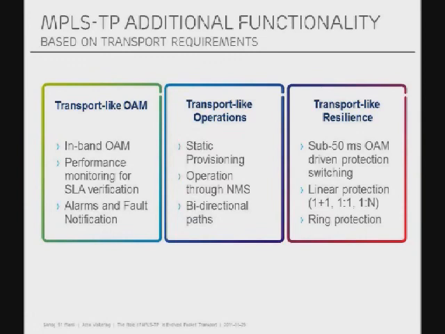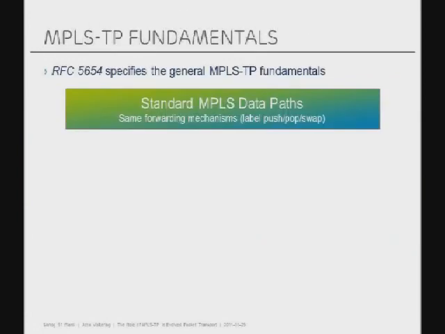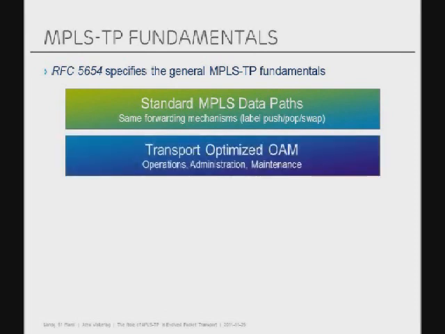MPLS-TP additional functionality requirements. As said, MPLS-TP is using exactly the same MPLS data path that we know from IP MPLS. So the same labeling structure, the same labeling formats, the same technology for doing the forwarding with the labeling push, pop, and swap capabilities. Next to that, as mentioned already, and I will come back to that in more detail in the next couple of slides, transport optimized OAM. I think that is one of the most important enhancements that we make into MPLS-TP.